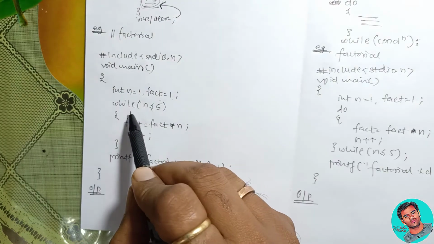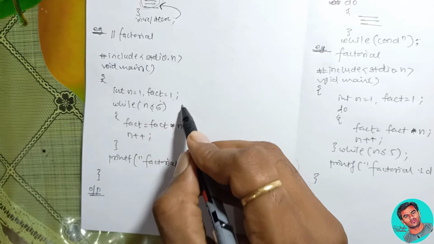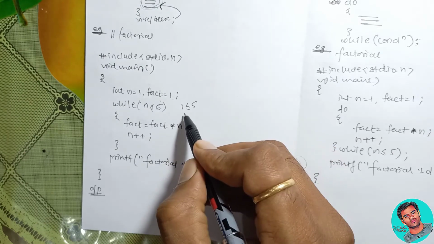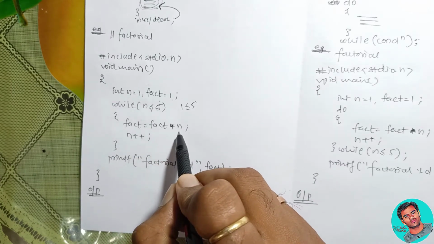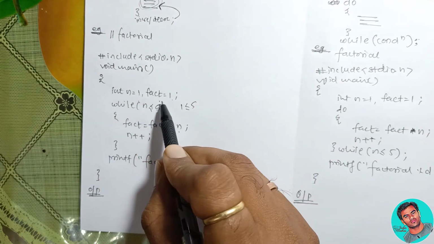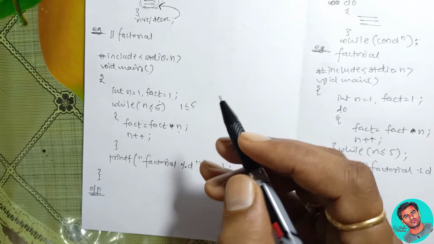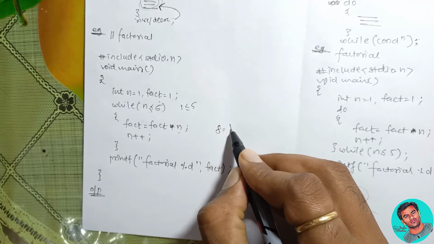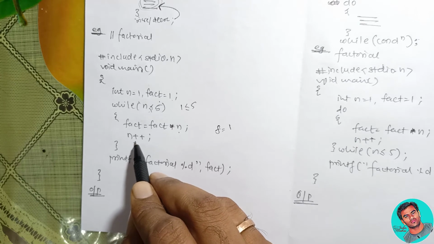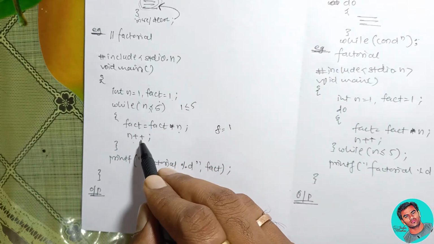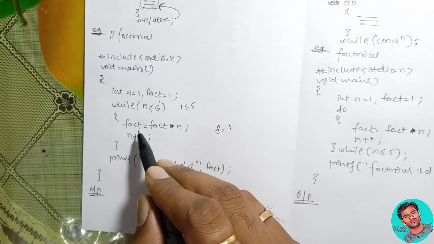So while 1 is less than or equal to 5, the condition is true, so the statements within the block get executed. fact equals fact multiplied by n. Now the value of n is 1 and the value of fact is also 1, so fact will hold the value 1. Then we do n plus plus, so the value of n, which is 1, gets incremented by 1 and becomes 2.